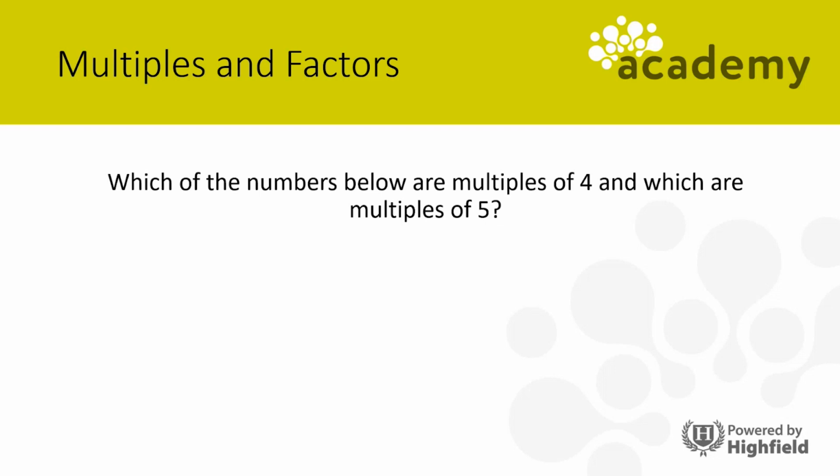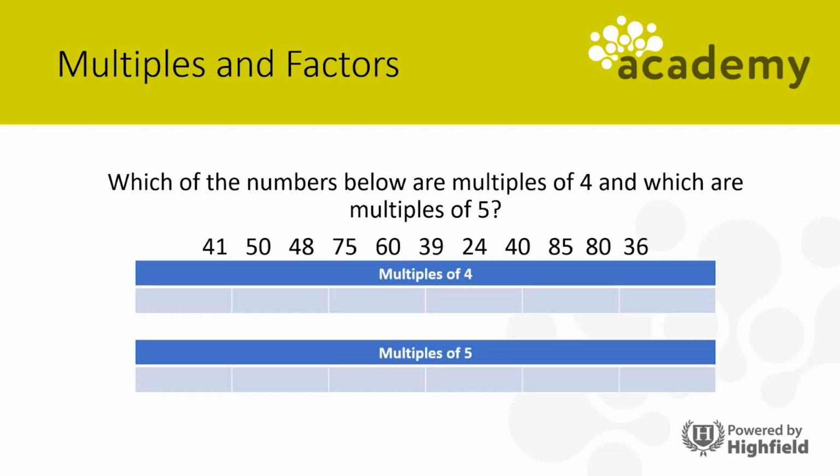Which of these numbers below are multiples of 4 and which are multiples of 5? Here's a list of numbers: 41, 50, 48, 75, 60, 39, 24, 40, 85, 80, and 36. So let's look on the next slide and see which are multiples of 4 and which are multiples of 5.